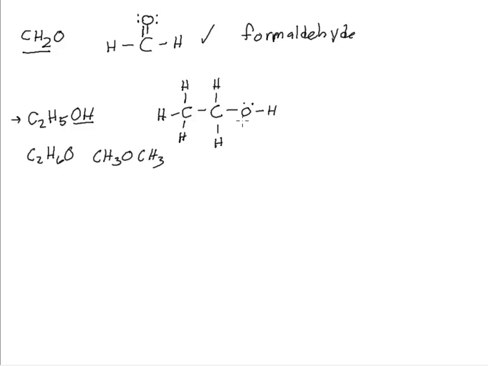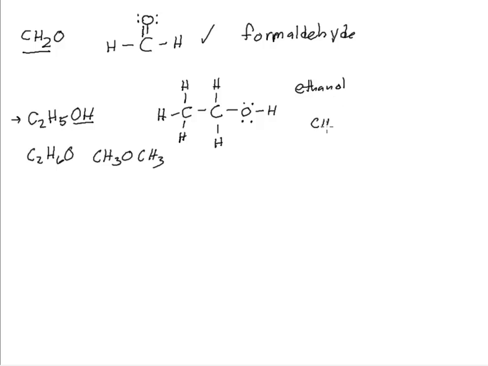Filling in the lone pairs for the oxygen, we find that every central atom, the carbon, the second carbon, and the O, all have a full octet, and every hydrogen has 1 bond. Another way to draw this molecule, this is called ethanol.